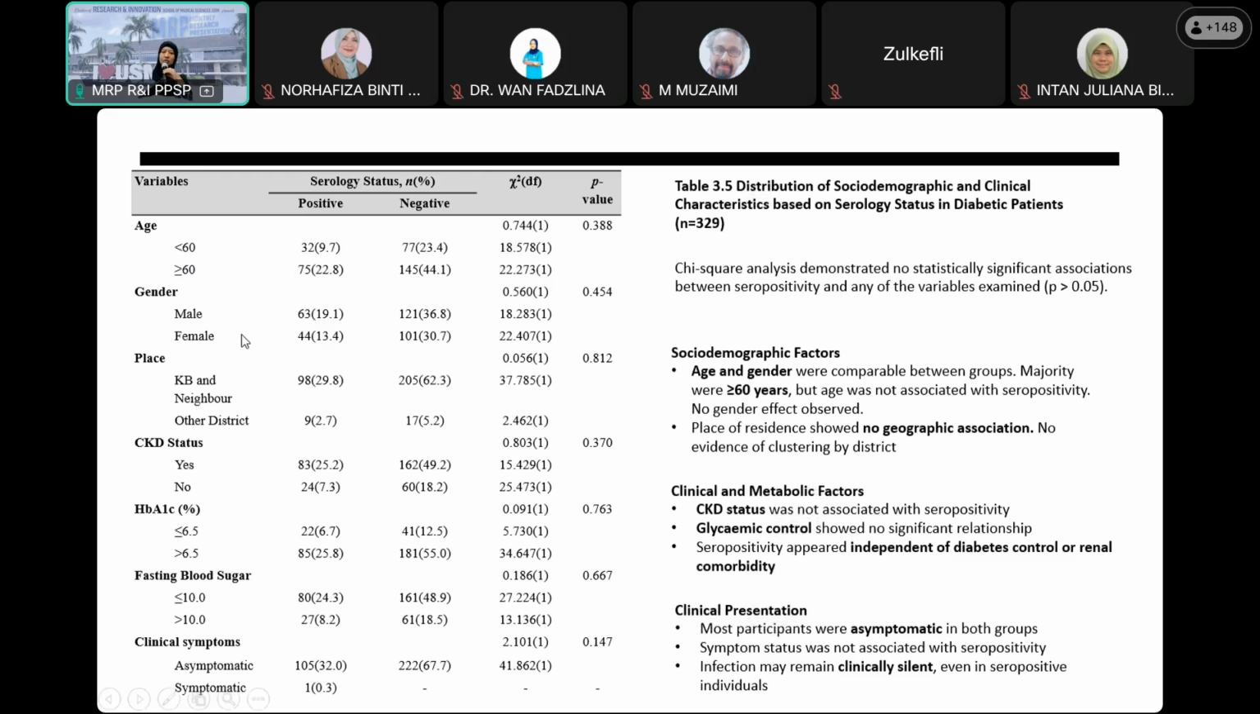Okay, for male also the same, but in this study we found that a little bit more male patients had positive serology results compared to the female. Also for the place of residence of the patient, Kota Baru and neighboring, more patients with positive serology reside in KB and neighboring districts, as well as for CKD, HbA1c, fasting, and also clinical symptom.